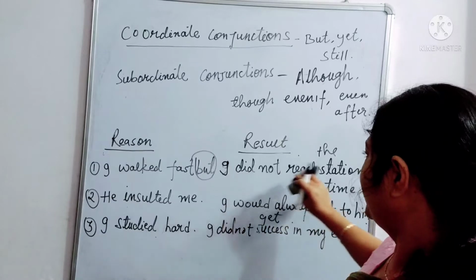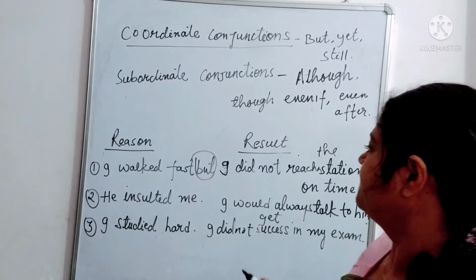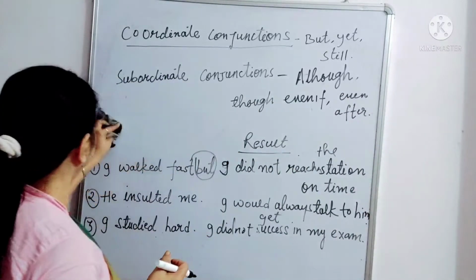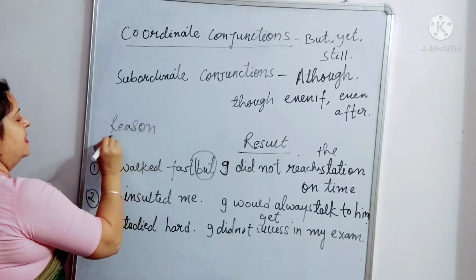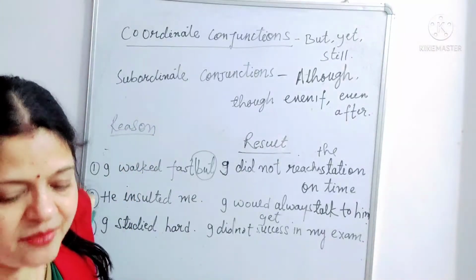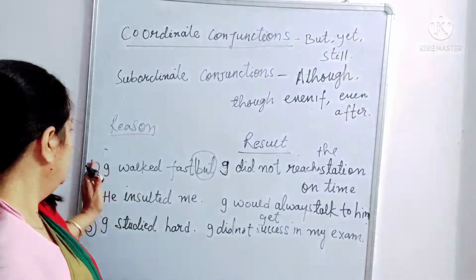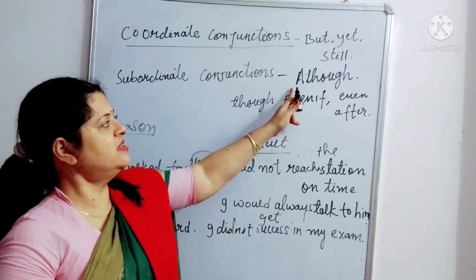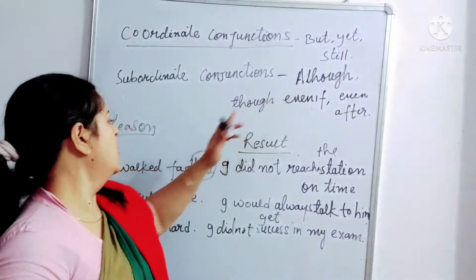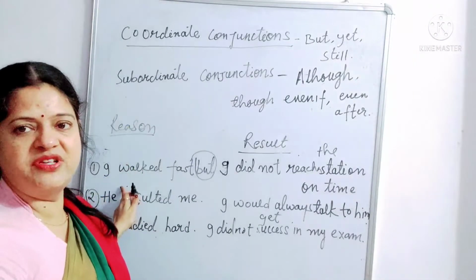I walked fast but I didn't reach the station on time. So instead I would write that, actually here I have less space, so that is why I'm not able to write it clearly to make you understand. What I'll write is, although, so I've taken this subordinating conjunction although, and I will write it in front of the sentences which show result.